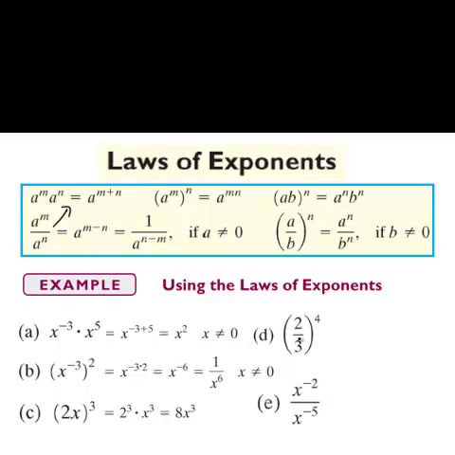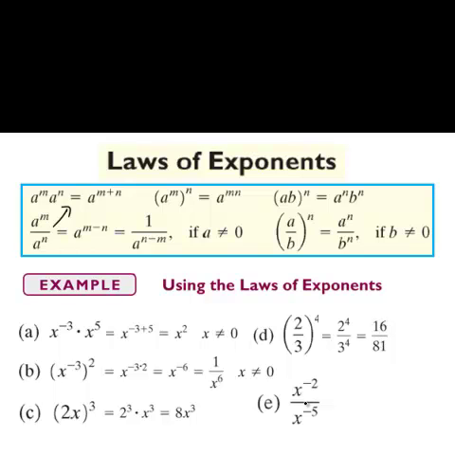For part D, you have 2/3 raised to the 4th power. Now you could write that as 2/3 times 2/3 times 2/3 times 2/3, or you could use this rule here that basically says that this will be 2 to the 4th over 3 to the 4th, which would be 16 over 81.